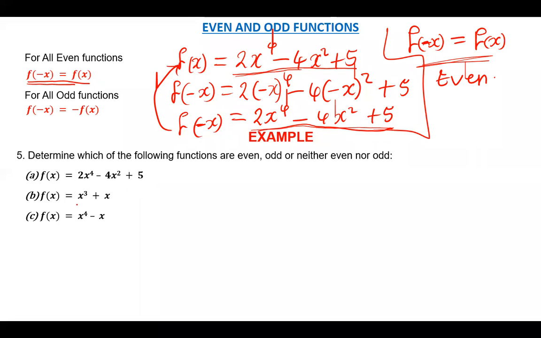Then let's go to the second one, which is just this one. So we also test this one with the same thing. So we find f of negative x. So f of negative x in this function, while there's x there, I'm going to put negative x. So I'll put negative x there, and then this is just going to be equal to the power 3.